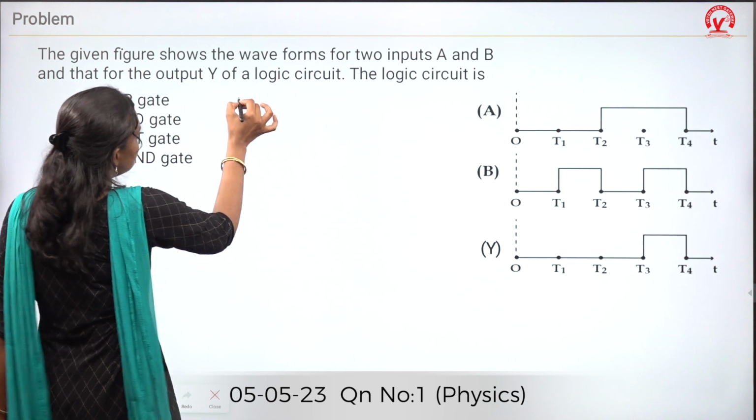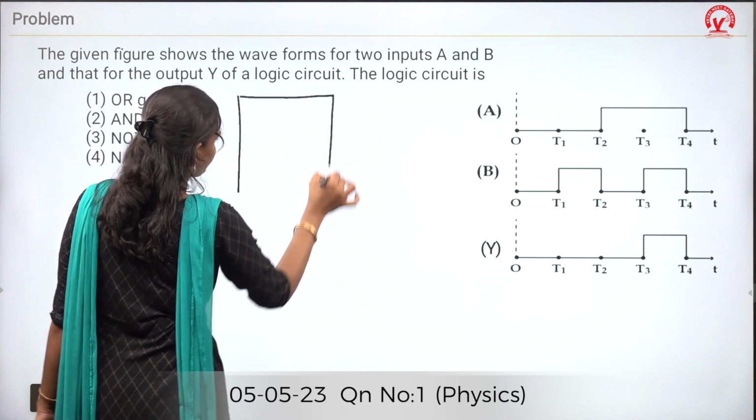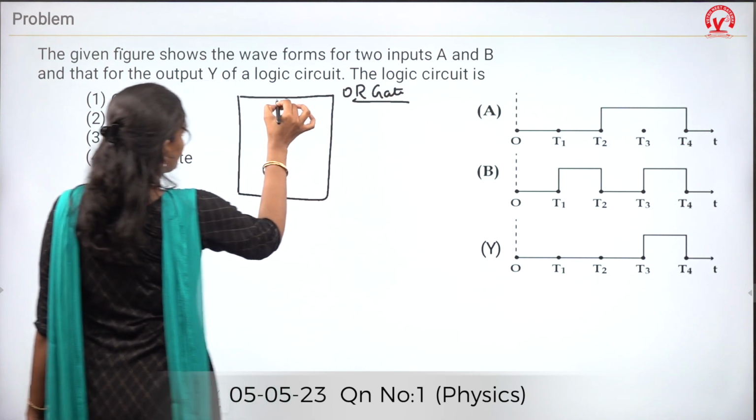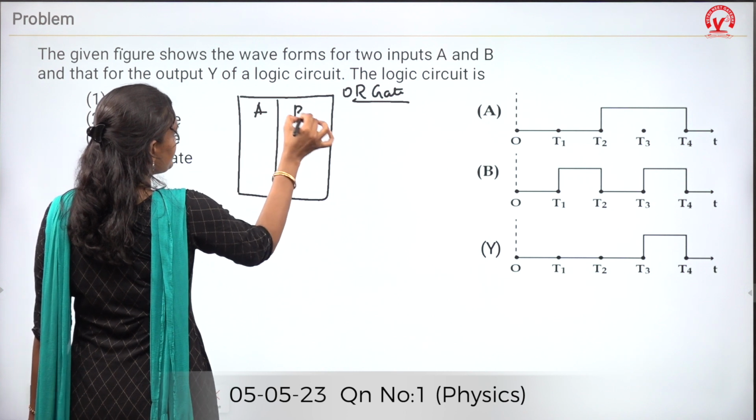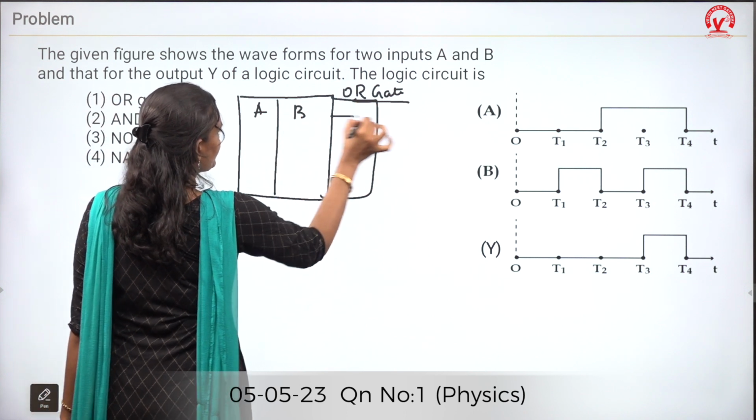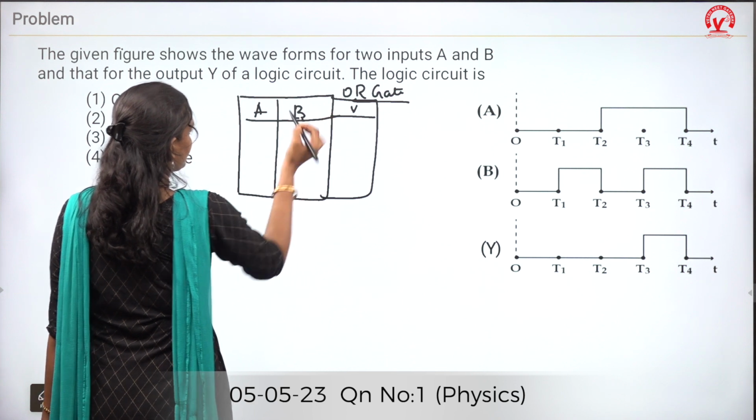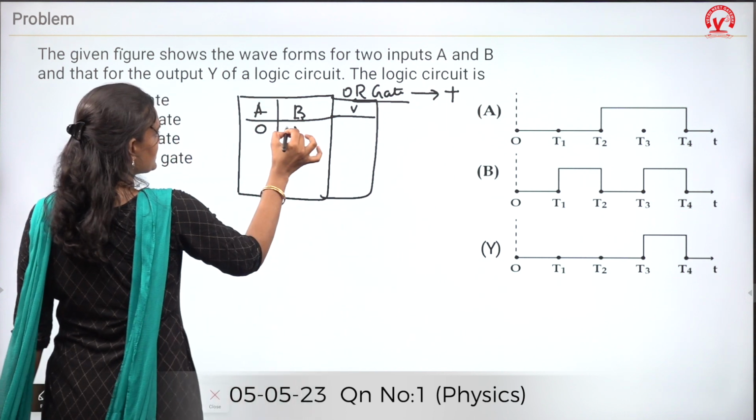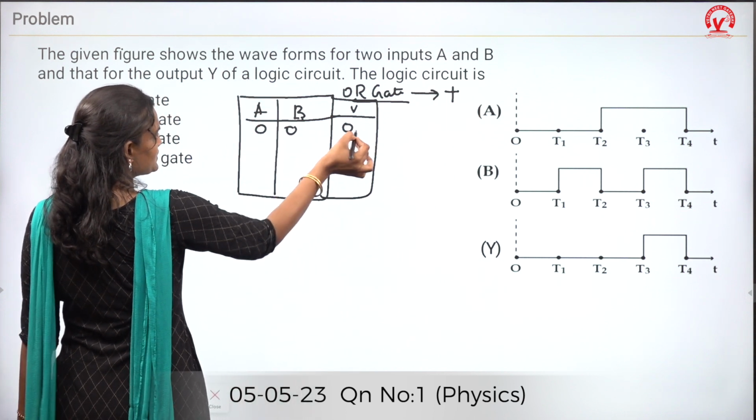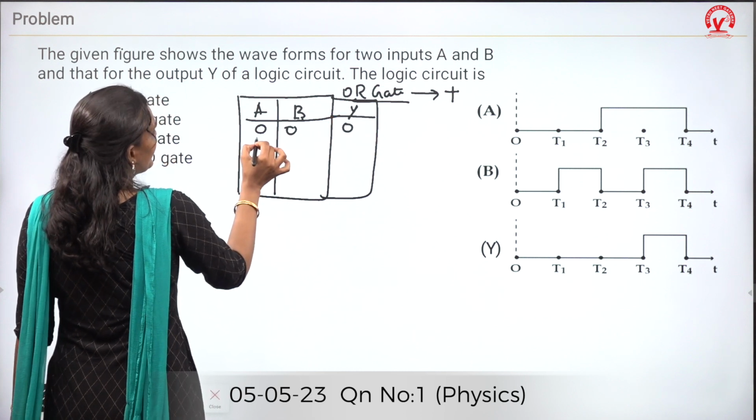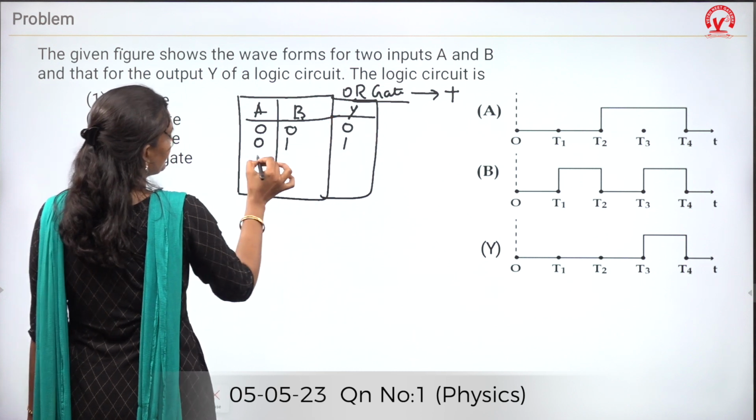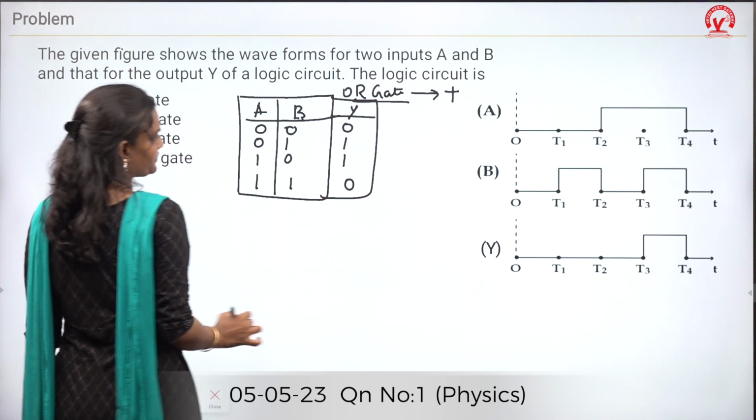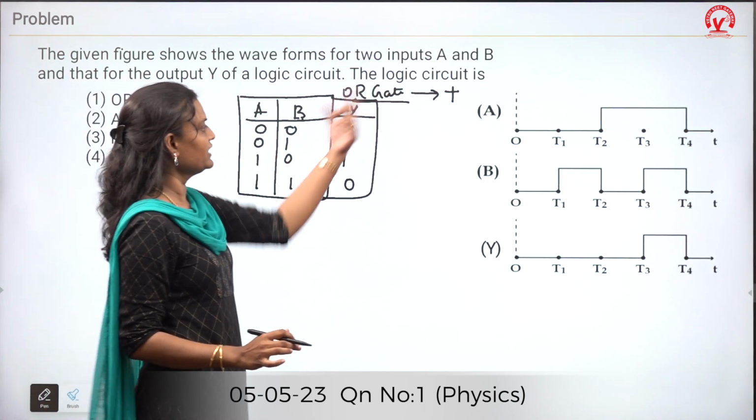First we will see the truth table of the OR gate. This is input A, this is B and this is the output Y. For an OR gate, we need to add. So 0, 0 is equal to 0. With two inputs, the output is 0; 0, 1 gives 1; 1, 0 gives 1; and 1, 1 gives 1. Okay, this is the truth table of the OR gate.